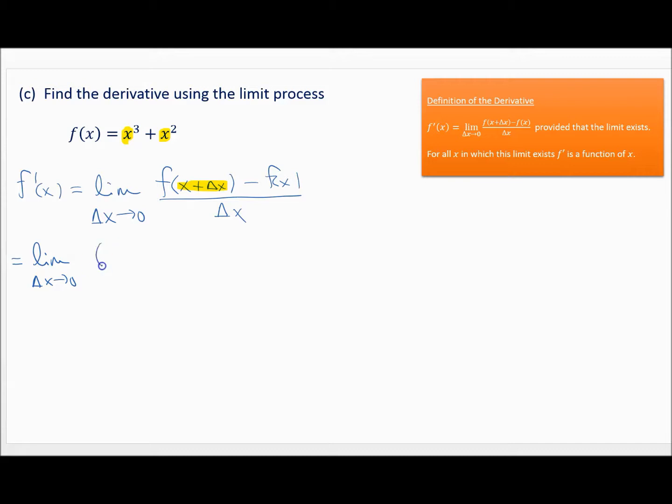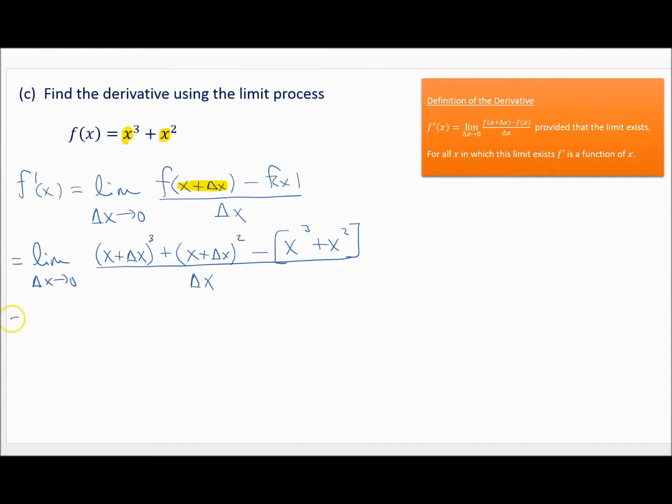So you have x plus delta x to the third, alright, plus x plus delta x squared. Now that is x plus delta x. If you're already thinking, oh no, are you kidding me? Do I have to multiply all that out? Yes, you do. So minus f of x. Okay, now f of x is the original function. This is where I warned you that parentheses or brackets are needed. In this case, required. Okay, all divided by delta x.